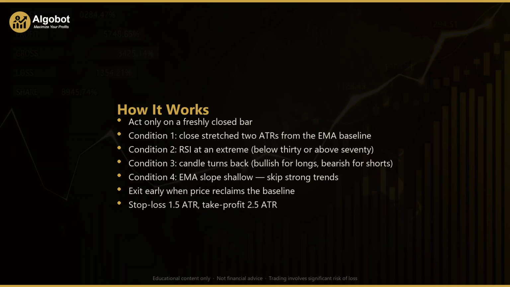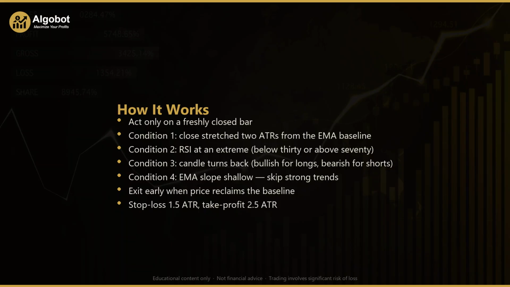If no position is open, the strategy applies its regime gate. It measures the baseline slope in average true range units per bar. If that slope is steeper than the maximum allowed, with a default of 0.4, the market is considered to be trending too strongly, and the strategy simply stands aside. Mean reversion tends to struggle in strong trends, so these bars are skipped on purpose.